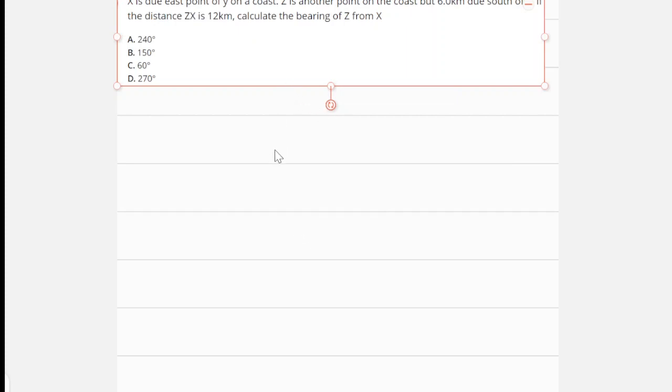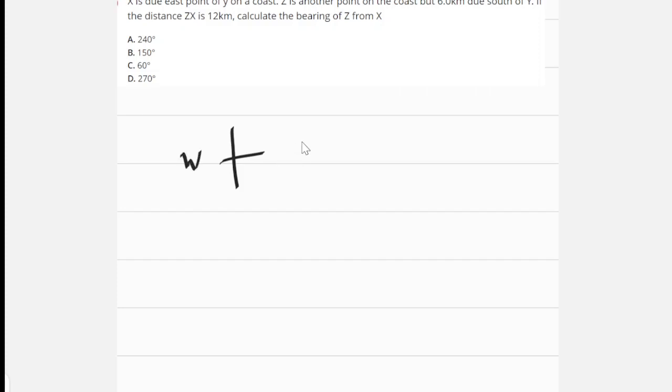S is due point of what? Of Y on the coast. Don't forget these are your 4 cardinal points. You start from here: west, east, and this north, south. And point X is due east point of Y.